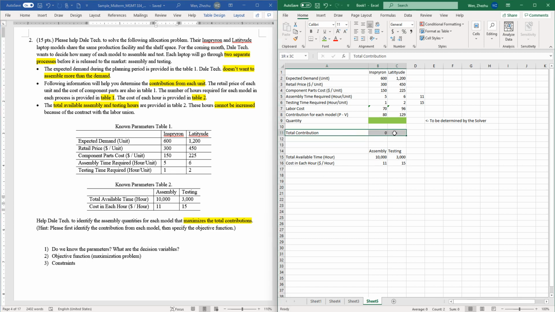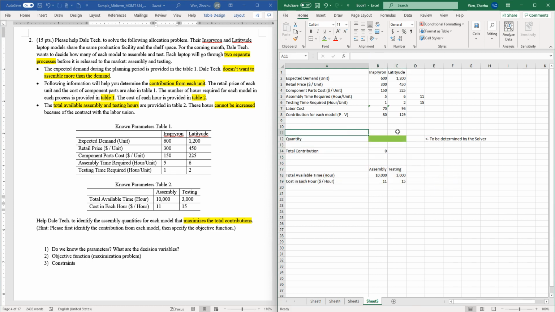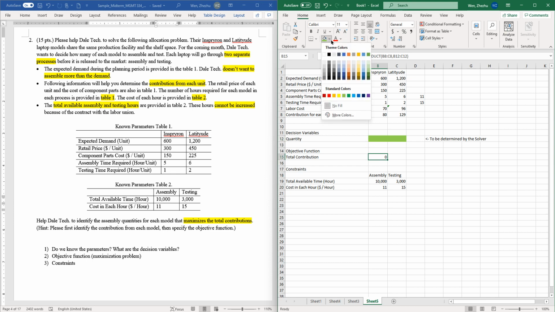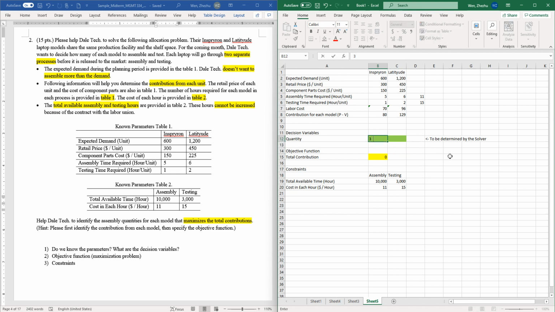So let me just make it a little bit more clear in Excel. I'm going to label this as decision variables. I'm going to make this the objective function. And the last step is going to be constraints. Okay, so we got here fixed. This one should be calculated, right? It should be calculated.